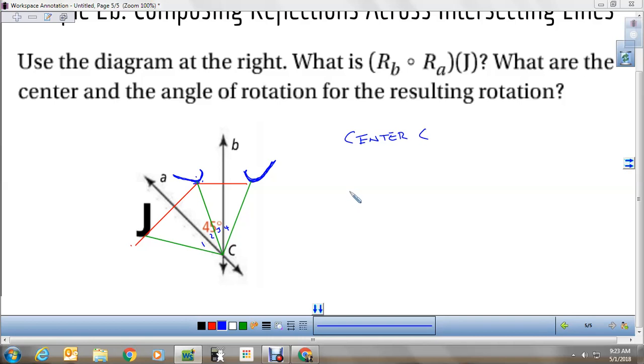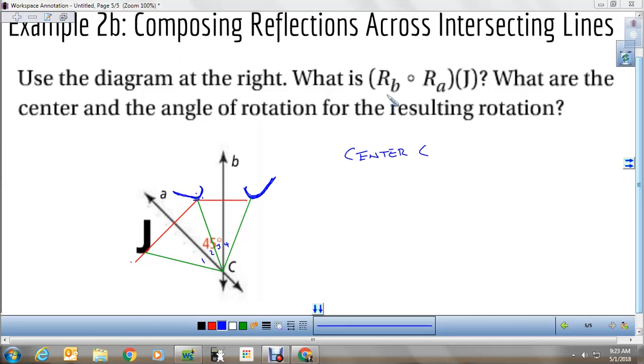All right, so now we continue our lesson 9.4. This is part 2. As you work this problem out, this is the reflection across line B of the reflection across line A of J. So the question is, what is the center and angle of rotation for the resulting rotation? This means the center is here at C, and now we have to find the angle of rotation.